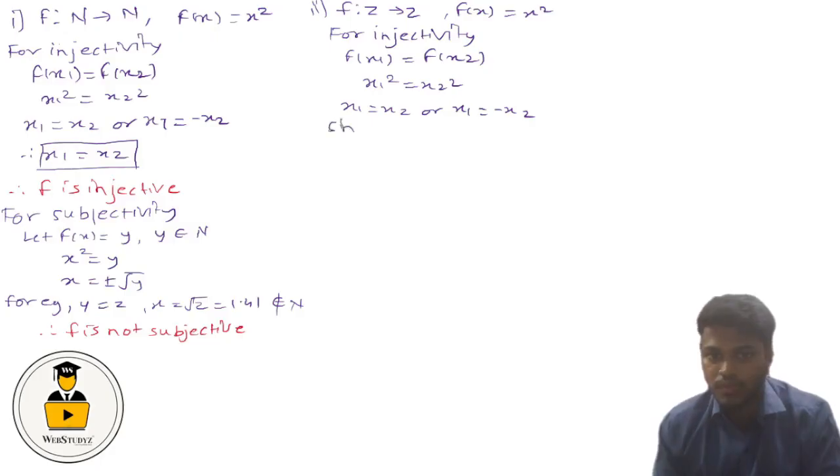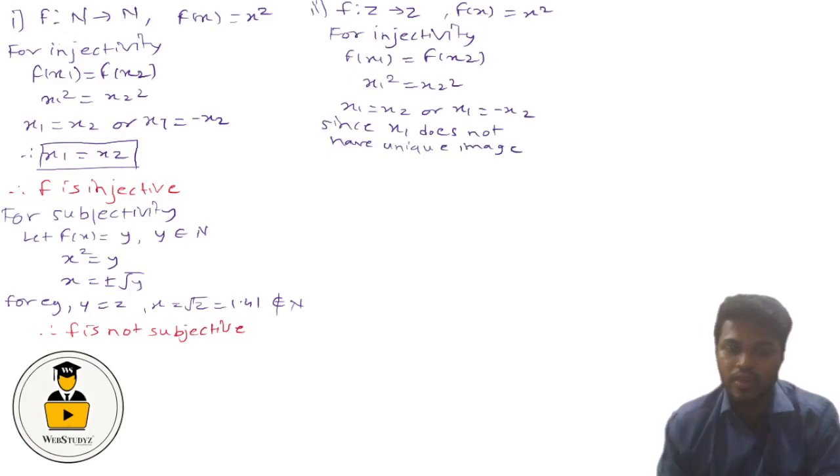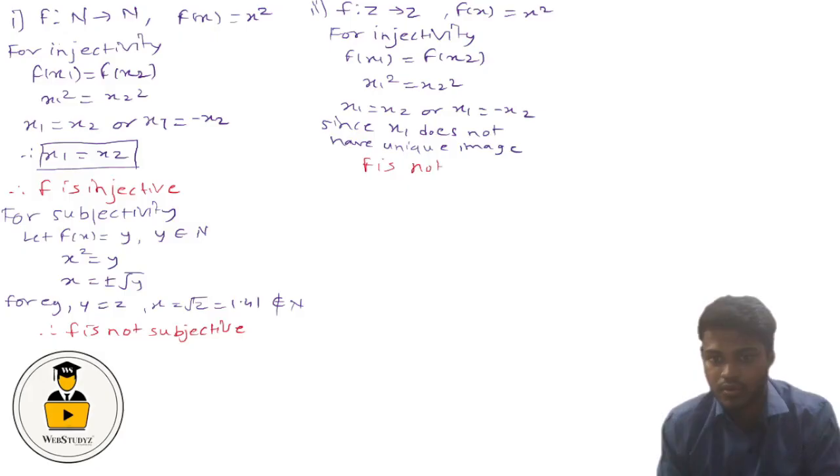Now we can see that for x we do not have a unique value, since our x belongs to the integers, so it can be positive or it can be negative also. So we can say that since x1 does not have a unique image, f is not injective.